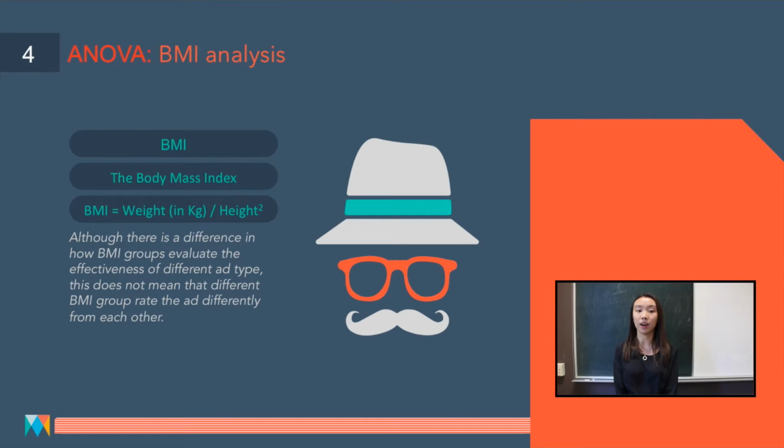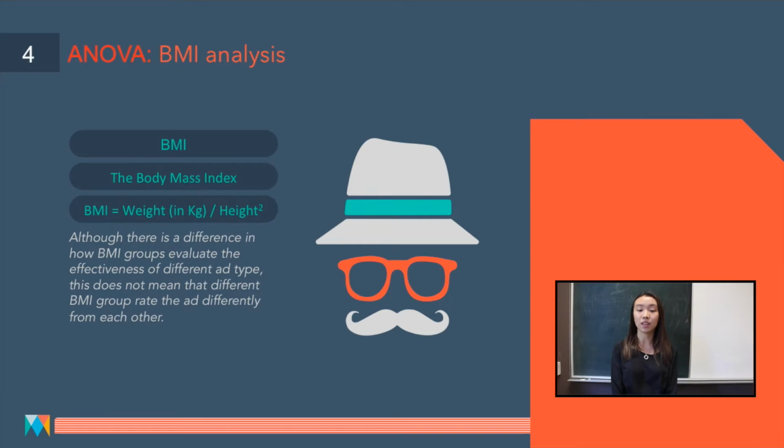Firstly, for BMI, we have conducted an ANOVA test for different BMI groups. The result shows that within the BMI groups healthy and obese, the respondents rate the evaluative variables differently by ad type. On the other hand, for the BMI groups overweight and underweight, the ANOVA suggests that respondents rate all evaluative variables differently by ad type except "ad makes me think" and "ad is effective".